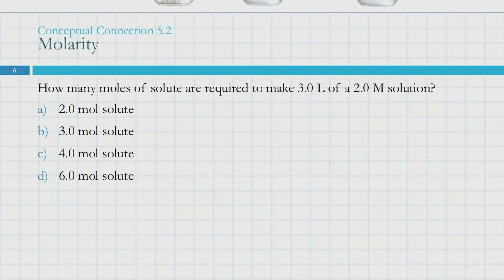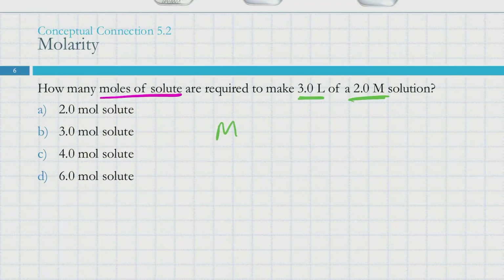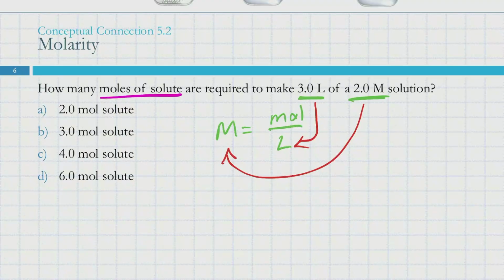So you'd want to add your solid first and then fill it up to the correct amount. Let's say that we want to make a solution. We want 3 liters of a 2 molar solution. How many moles of solute do we need to do this? We're looking for moles of solute for 3 liters in 2 molar solution. So we're going to use our equation for molarity. Big M equals moles over liters. We have liters, we have molarity, we are looking for moles.